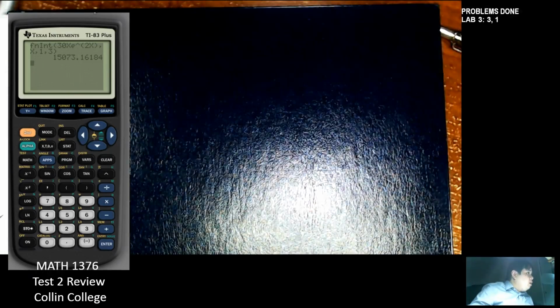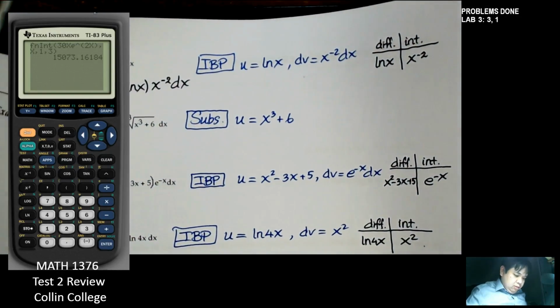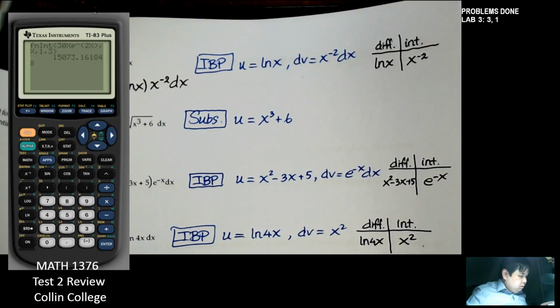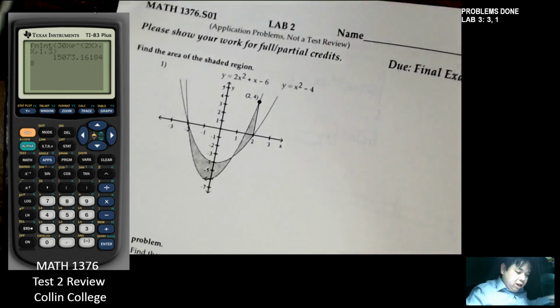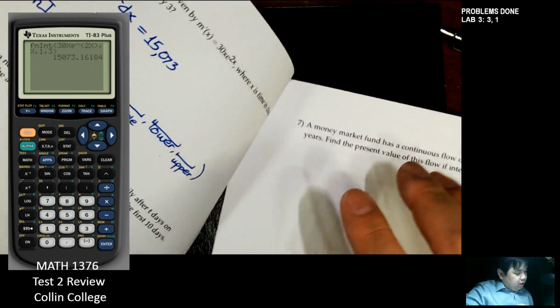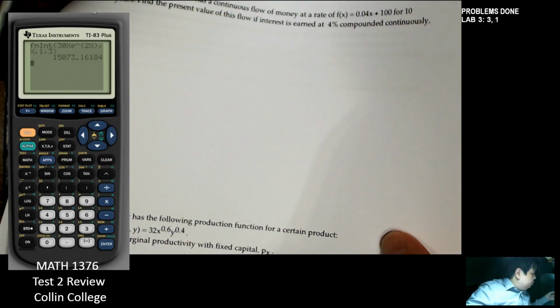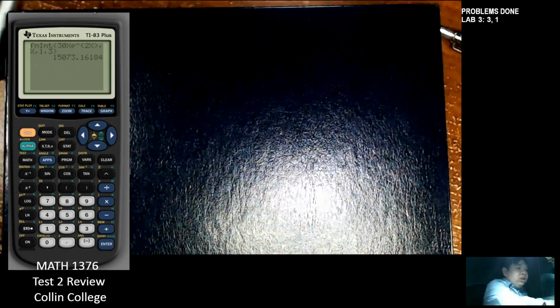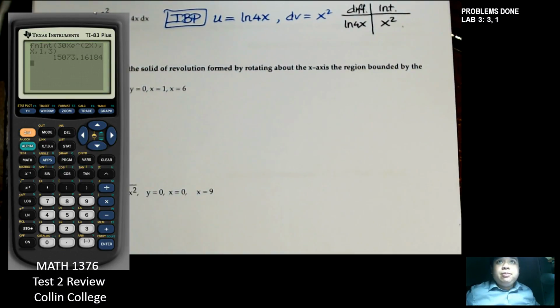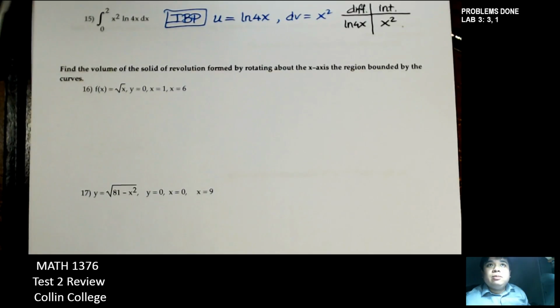I think I'm going to do number 7 on lab 2 first, and then I'll go back to lab 3, number 17, because we should have this one. So which one first? Let's do this one. Okay. Let me update the list first.